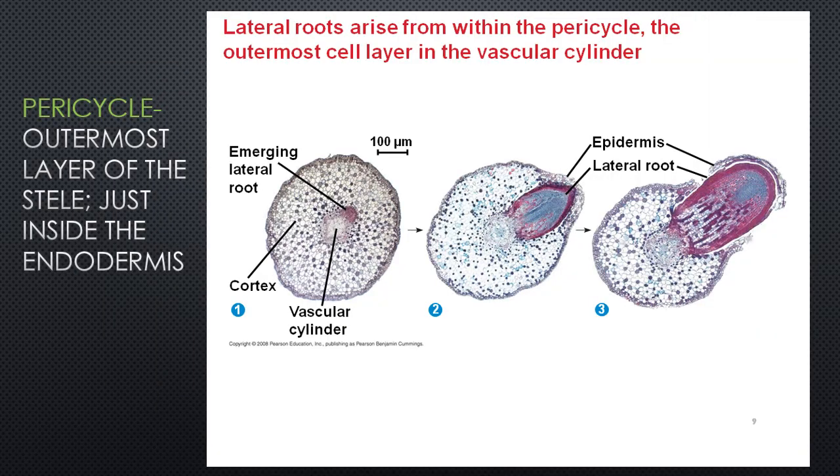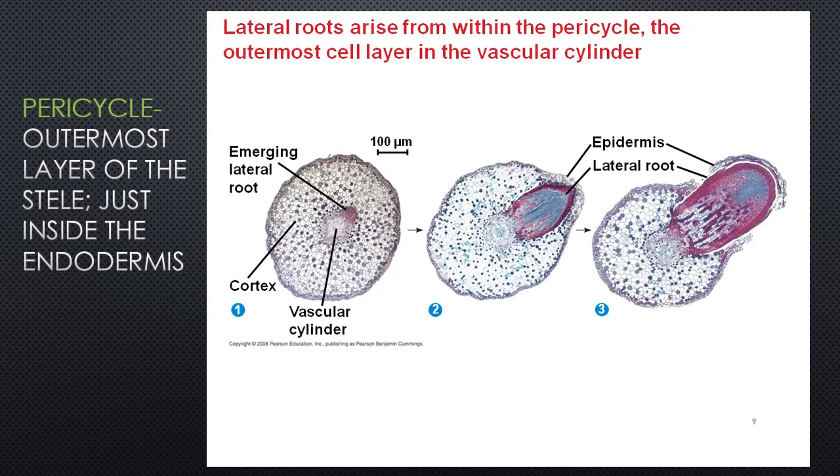Okay, so we've talked about the epidermis and the cortex, and we've gotten to the endodermis, where that water regulation takes place, going further inside to the root. Now next we come to the pericycle. It is the single layer, first layer of what we call the stele, so it is right next to the endodermis, and this is where lateral roots are formed.